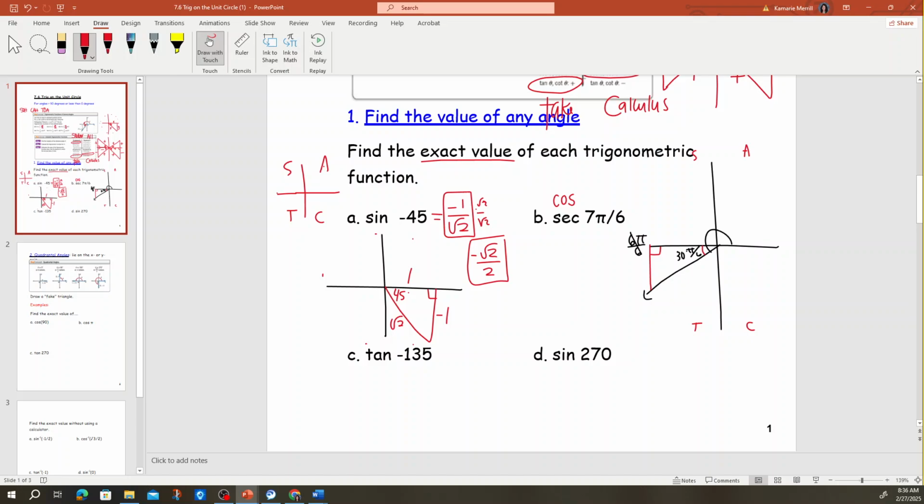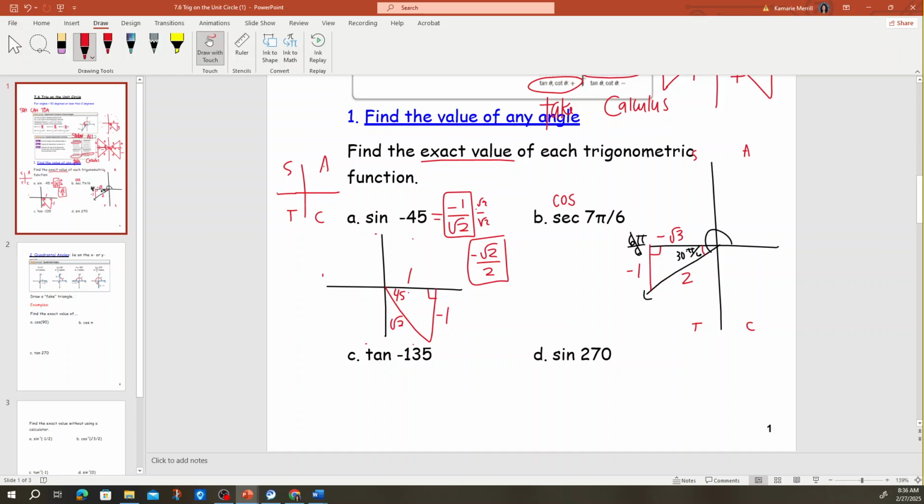Okay, let's set up our sides. What number should go across from the 30? 1. What should go across from the 60? Root 3. And then what should be the hypotenuse? 2. Very good. And then which of these are negatives? The negative 1 and negative root 3. Because you're in the negative x direction and the negative y direction.